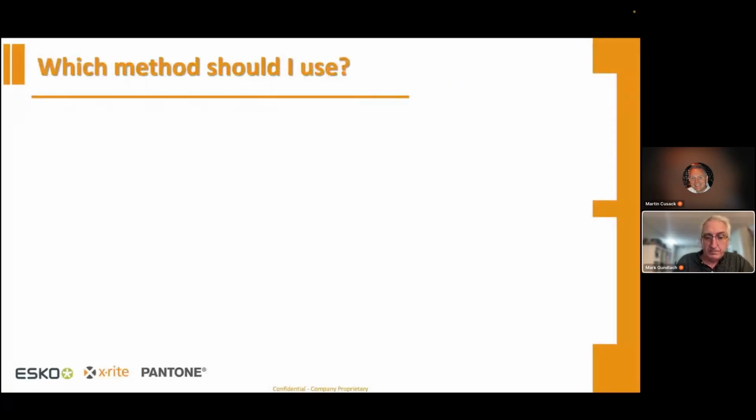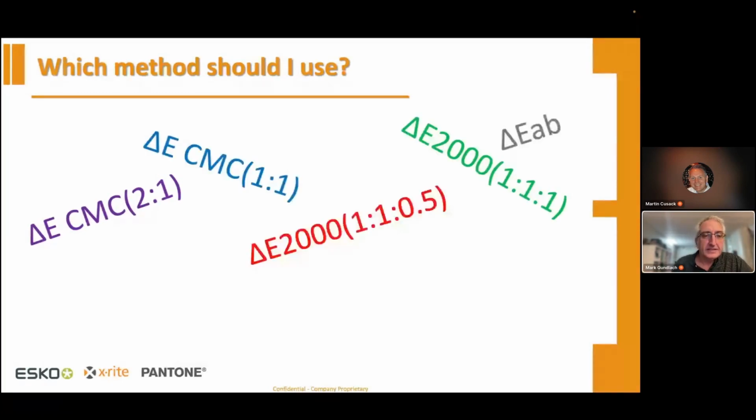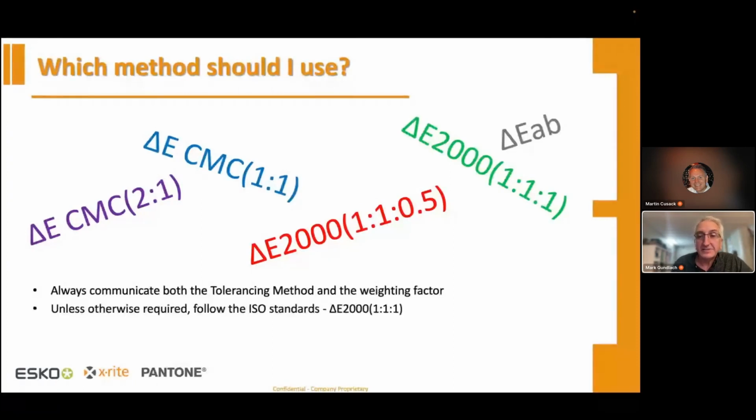So we just talked about 3 different methods. Which one should I use? Okay. You're going to see all these things all over the place. Well, what's critical is you need to always communicate both the tolerancing method and the weighting factor, okay? And again, that green one up in the upper right corner there, the Delta 2000 1-1-1, is going to be the one most commonly used right now, okay? So that's the one you probably want to go with unless someone defines some other method to use.